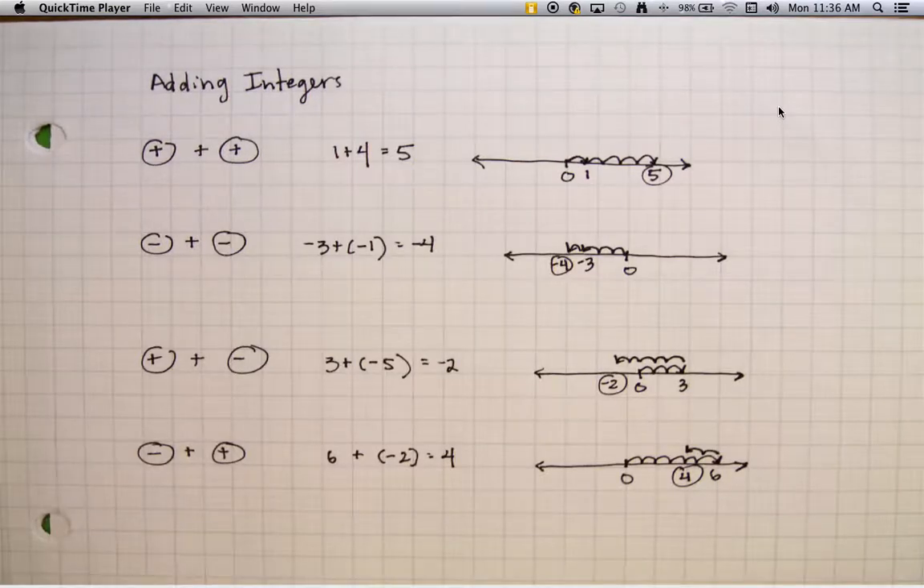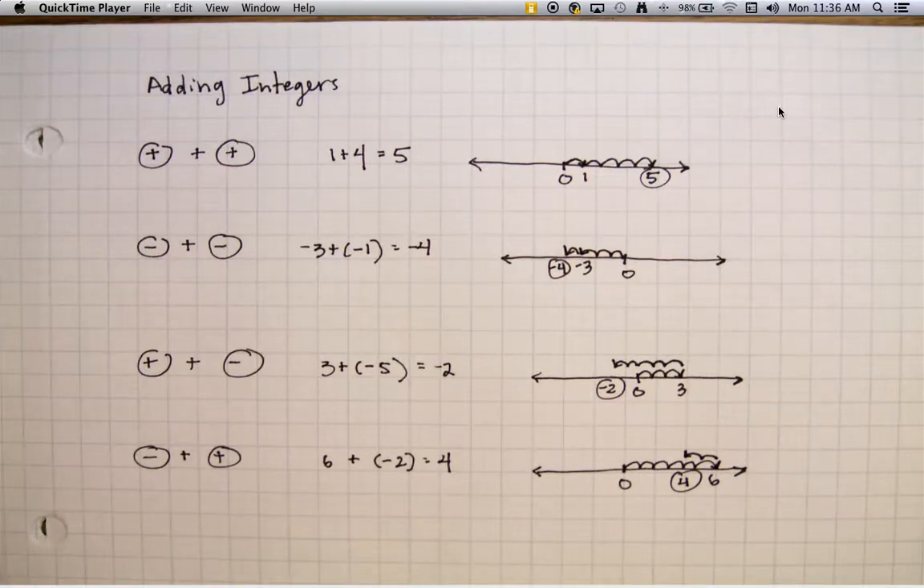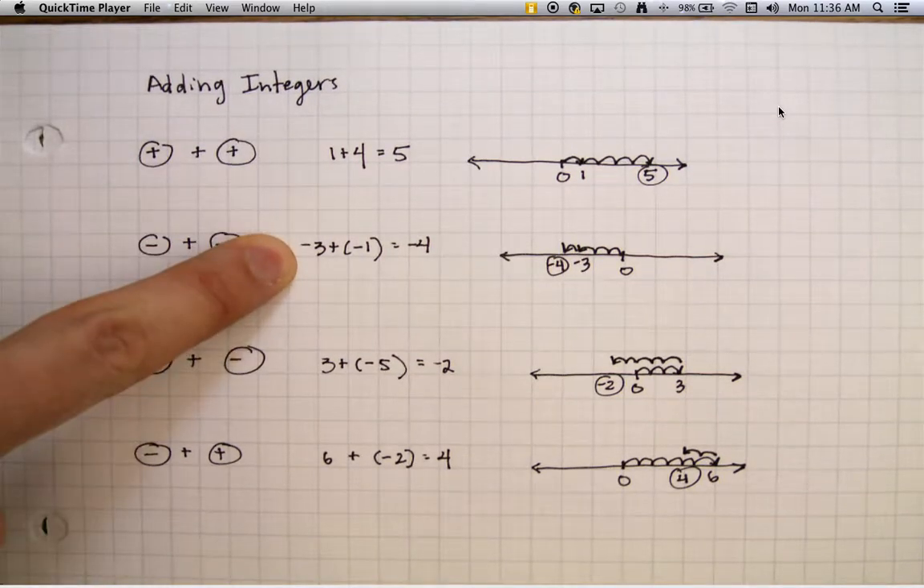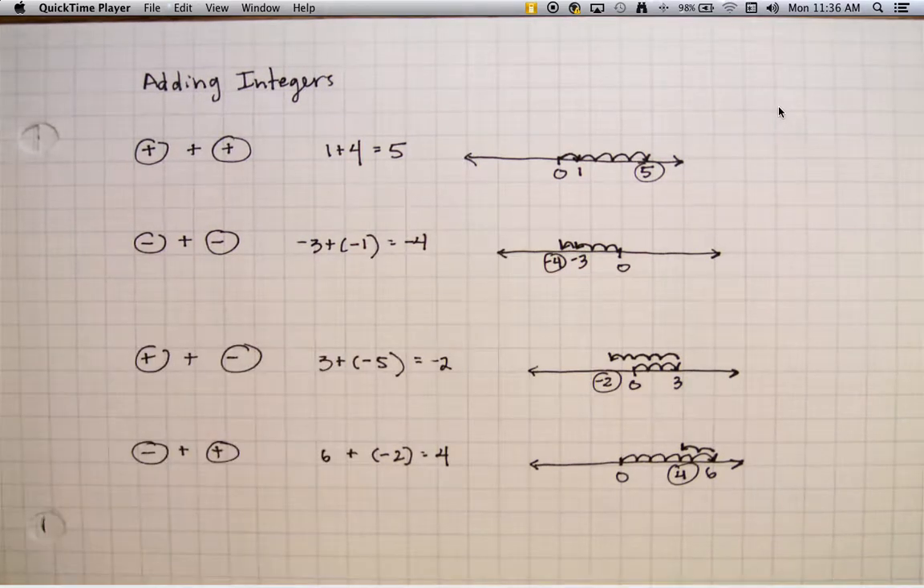Now, last piece. What happens when the numbers we're working with are so small or so big that it's not convenient to use these pieces or draw these number lines? Well, notice what we did here and here. We got more positives and we got more negatives, so it's basically addition. Keep an eye on the signs.